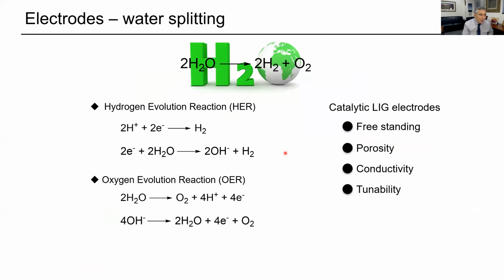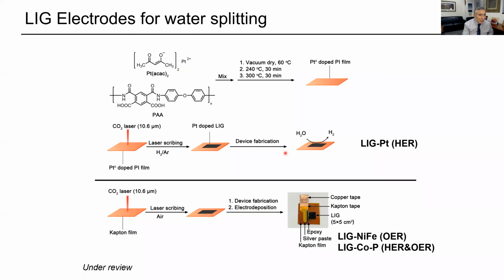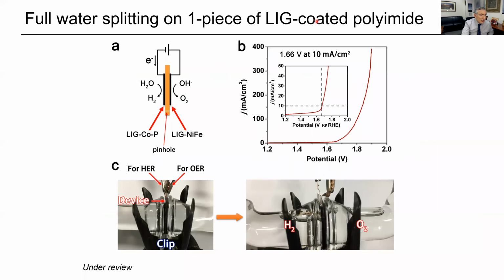We've done a lot of different reactions on this. We can split water, for example. You can take one surface and another surface, and you can treat them differently. So in other words, you lase the surface, and then you draw cobalt phosphide on the surface, and you lase again. You lase the surface, and then you put nickel and iron on the surface, lase again, or you just electrodeposit. This is one sheet of polyimide. We put a pinhole here to allow equilibration, and we put a voltage across it.